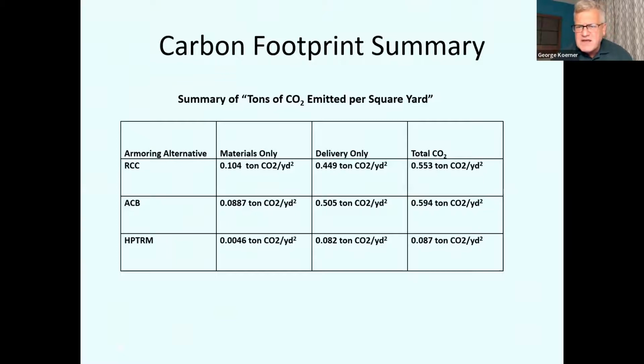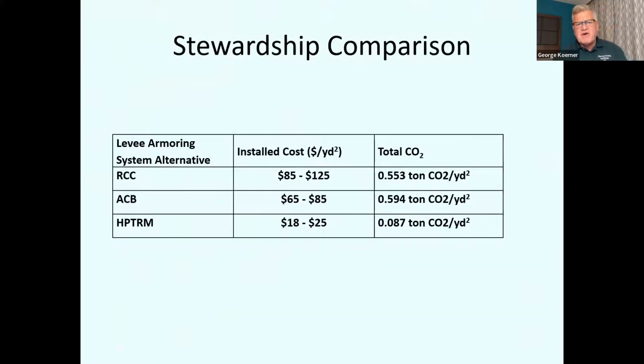To summarize the entire thing is this table of the tons of CO2 emitted per square yard. And again, the comparison of the roller compacted concrete, articulated concrete block, and high performance TRM. You see the totals here, which really dwarf its material alone, delivery alone, and then the subsequent totals. As far as the money is concerned, it is also a big winner for HPTRMs in that regard, and this table sort of captures that.